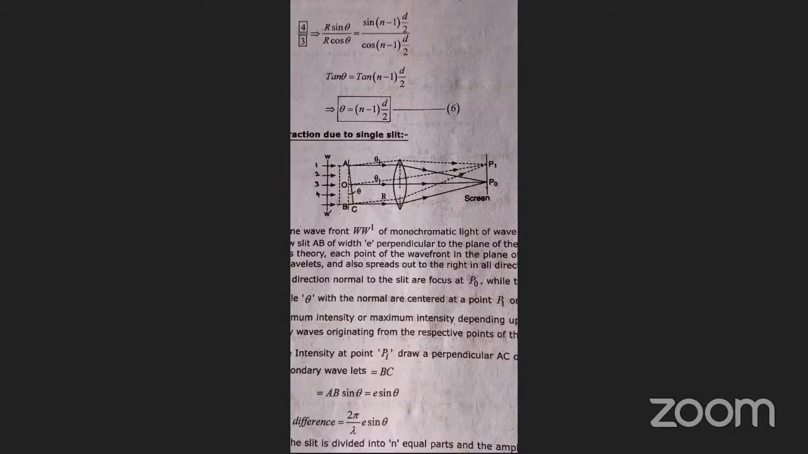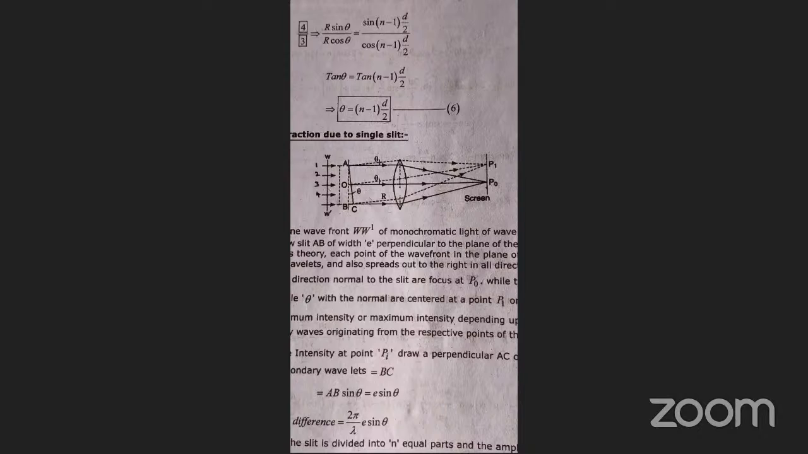Sin theta is equal to BC by AB, so BC is equal to AB sin theta. BC by AB is nothing but sin theta. Then BC is equal to AB sin theta, and AB is nothing but the slit width, which is equal to e. So the path difference is e sin theta. What is the phase difference?